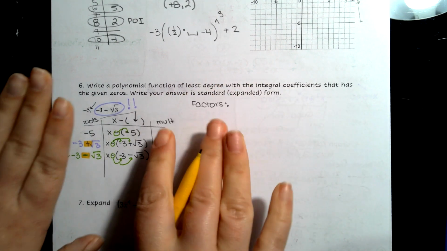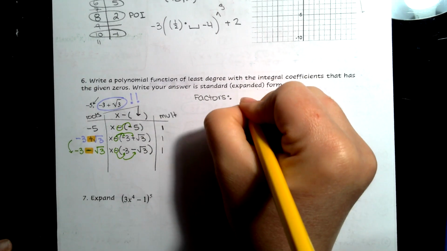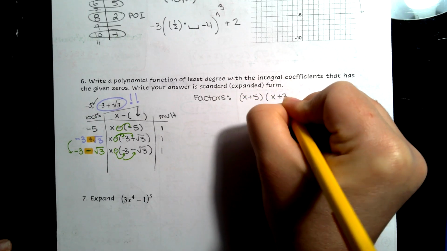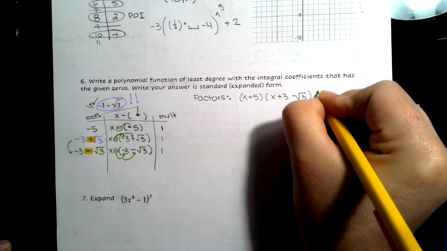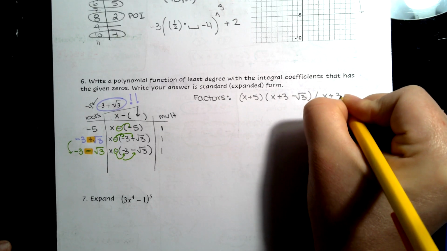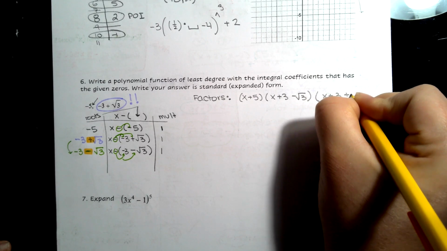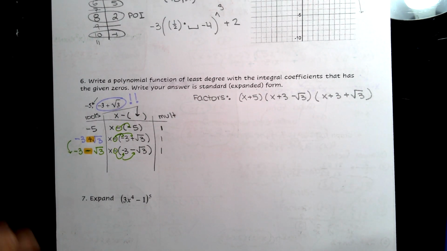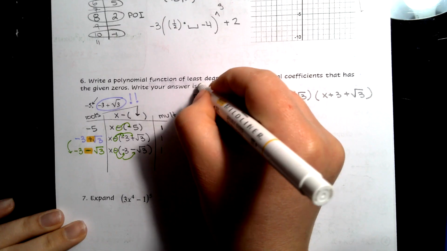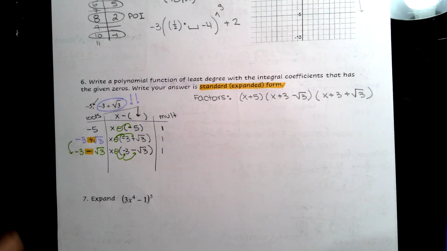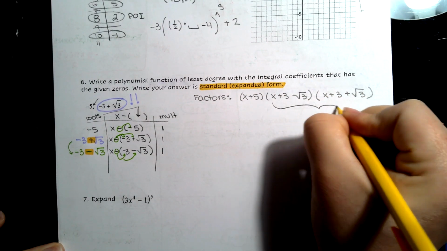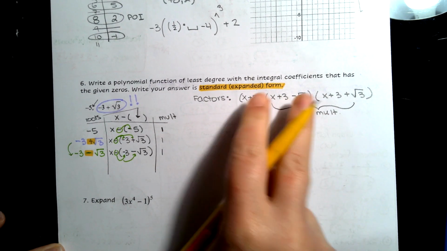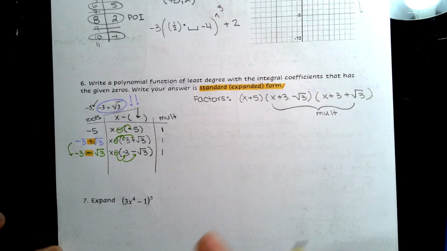Factored form are going to be these right here. So we have x plus 5, close, x plus 3 minus square root of 3, close, x plus 3 plus square root of 3. Now, these are factors. They don't want it in factored form. They want it in standard expanded form. So that means you need to multiply out. You must multiply conjugates together. You cannot multiply these two together, okay? Only conjugates get multiplied first.